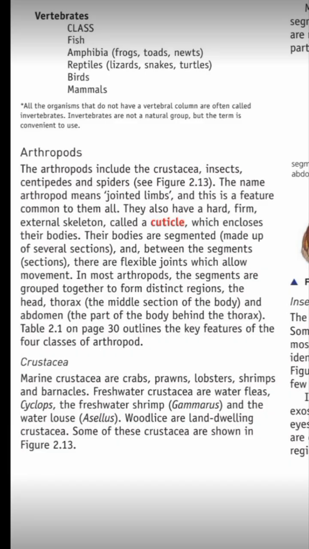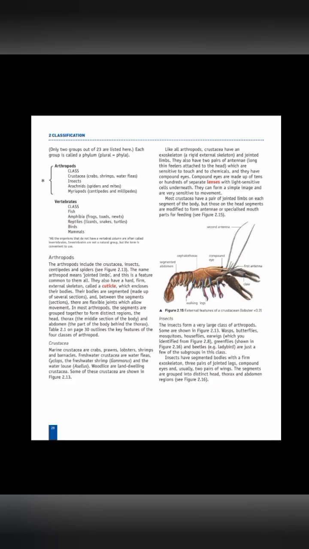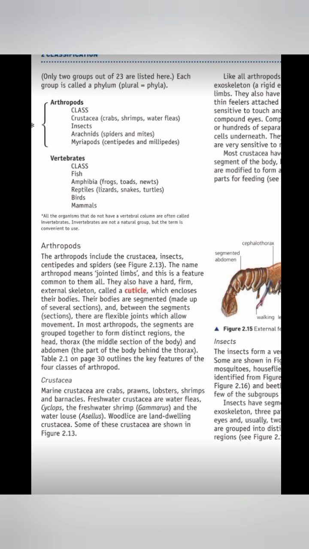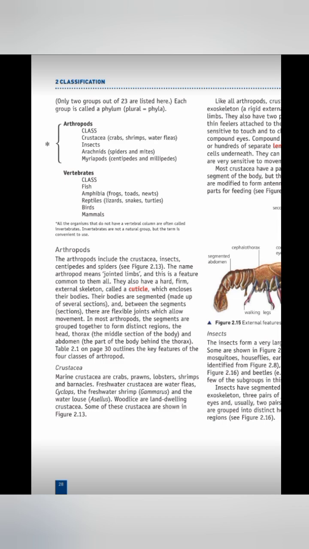Firstly, we will discuss the crustacea. Common examples of the crustacea are crabs, prawns, shrimps, lobsters, barnacles, water fleas and woodlice. These are the common examples of the crustaceans. Now we discuss their features.